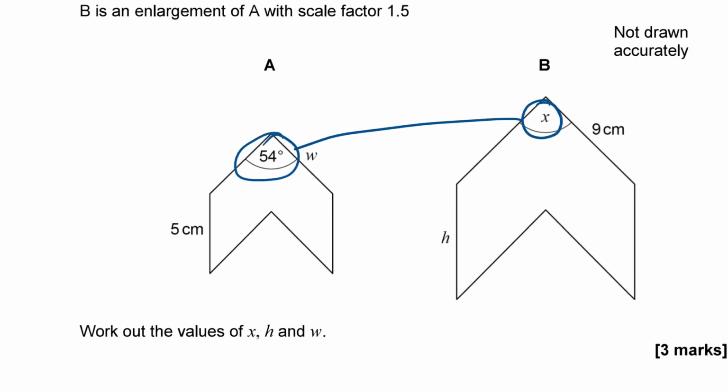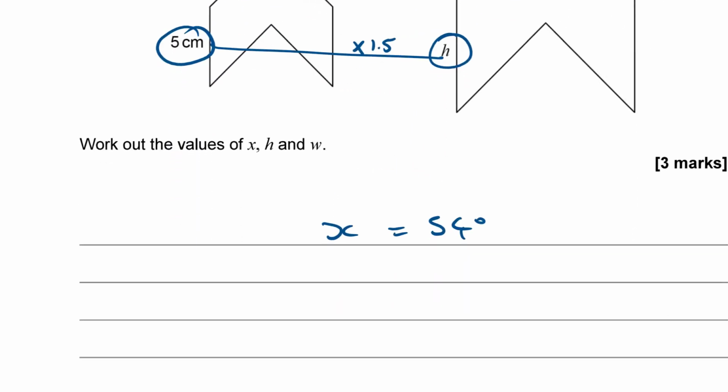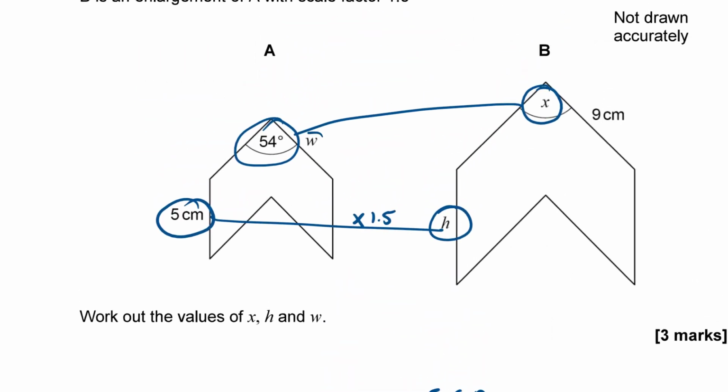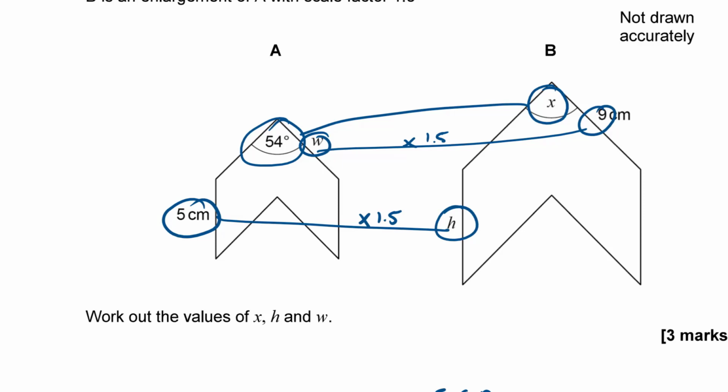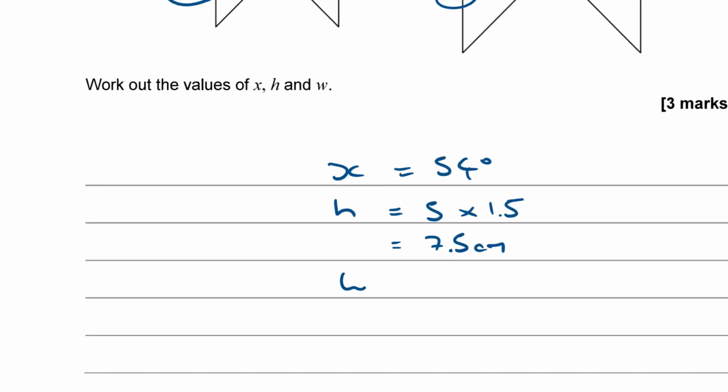Okay, now my 5 centimeter side matches up with my H, and our scale factor we're told is 1.5. So then H is going to be 5 times 1.5, which is 7.5 centimeters. Okay, and then finally, what have I got? I've got W here and 9 here. So if I timesed W by 1.5, I'd get 9. So then W is going to be 9 divided by 1.5, isn't it? So W equals 9 divided by 1.5.